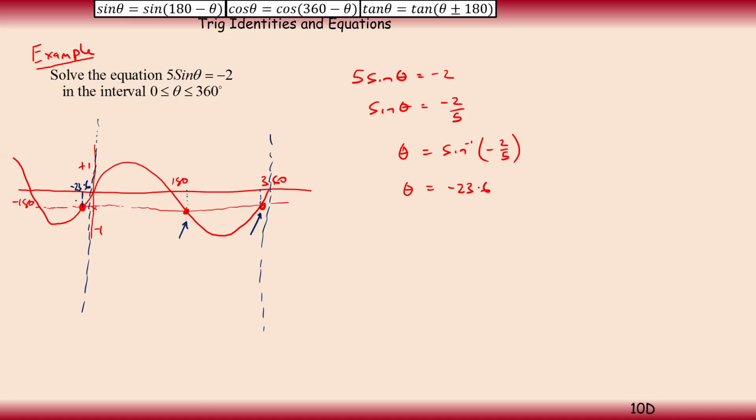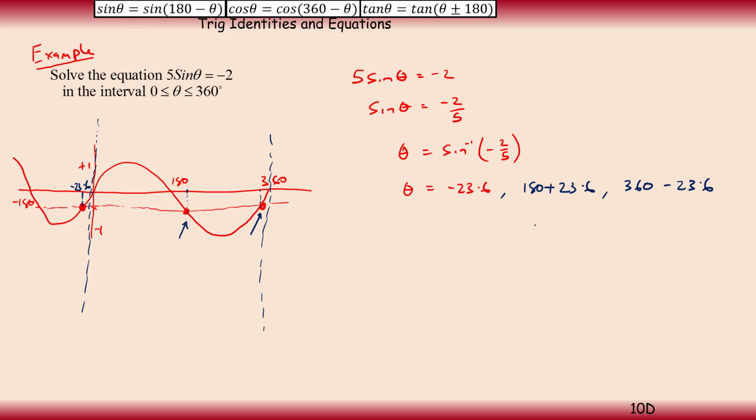Well, symmetry again. That's 23.6 away from the origin there. So this point here is going to be 23.6 added onto 180. So I've got theta equals that. Another angle is 180 plus 23.6, which gives me this one here. And then I've got this one here, by symmetry, is 23.6 away from 360. So 360 minus 23.6.